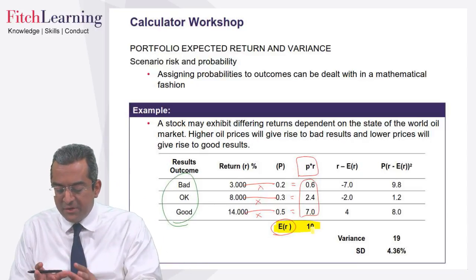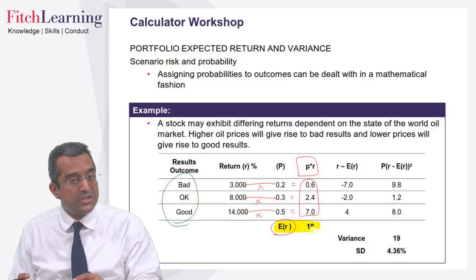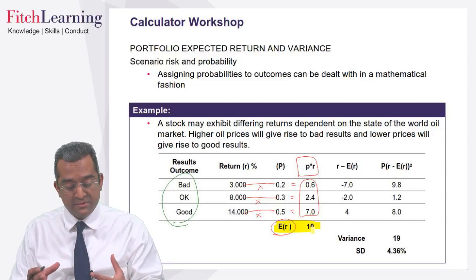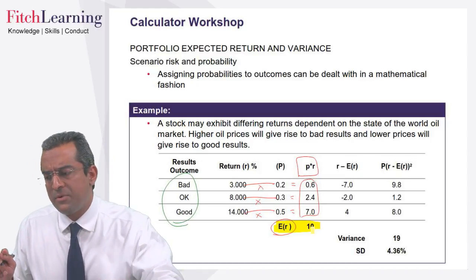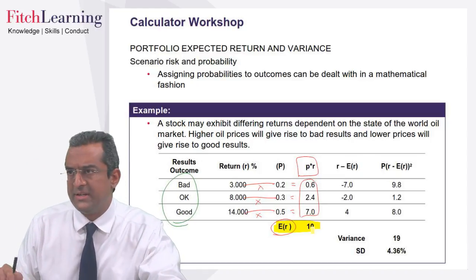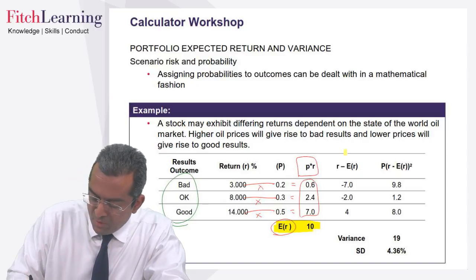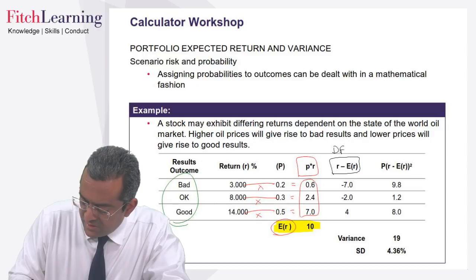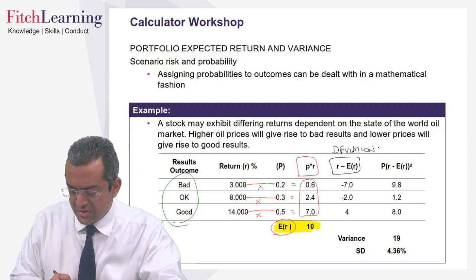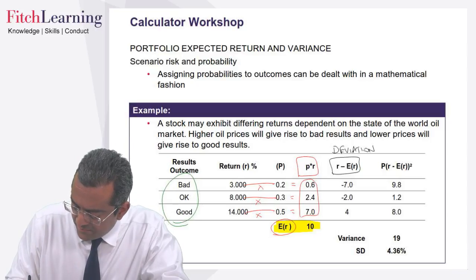But you can see it's not a simple average of 3, 8, and 14. That would just be add the 3 and divide by 3. This is a weighted average. But how do you do then a probability weighted deviation from the probability weighted average? How do you do that? Well, the first thing you do is you say, let's take the deviation. The deviation from the average is R minus ER. So 3 minus 10.